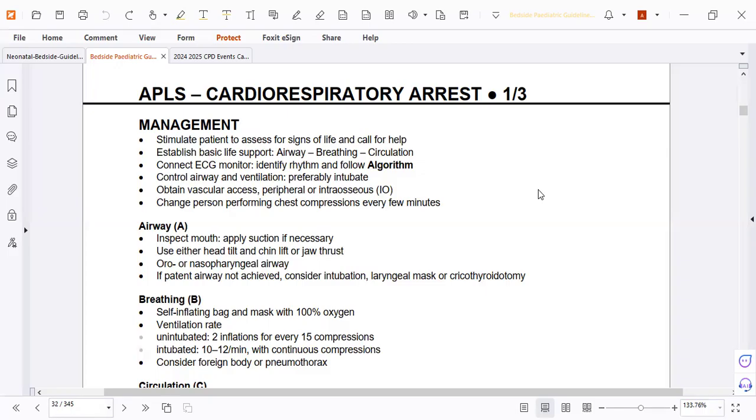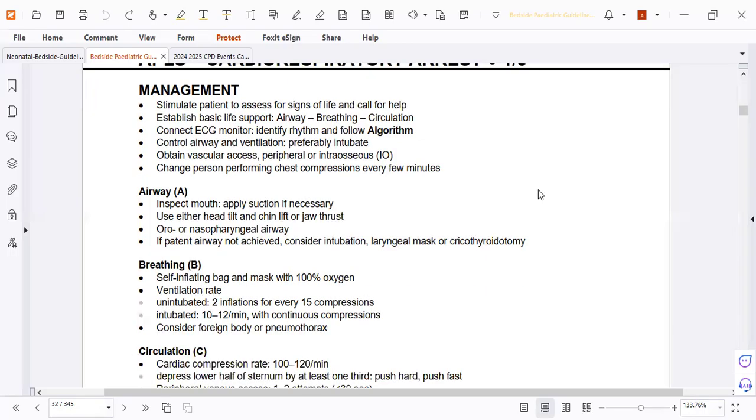Okay, and you have to check out the airways, control the airway, ventilation. If the patient needs intubation, for sure you will intubate. Obtain vascular access, peripheral or interosseous, according to the situation. Change the person performing chest compressions every few minutes. So you have other people helping you when you call for help, the team around you. So you take the chest compressions in turns with another person, okay?